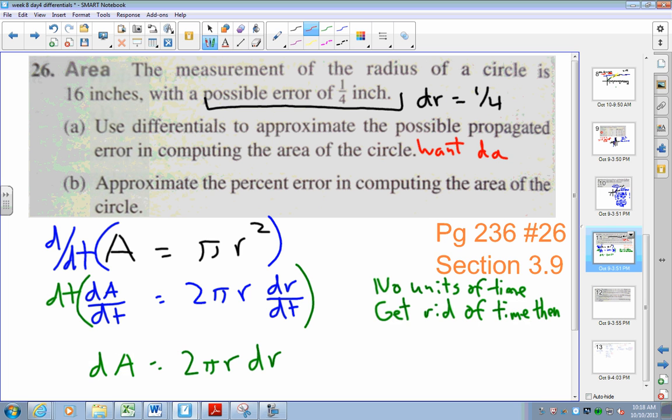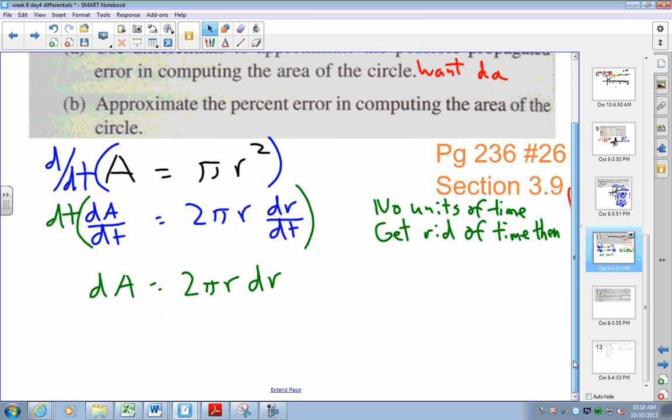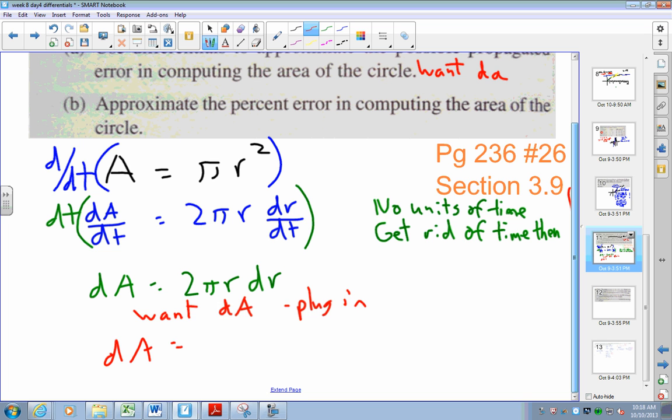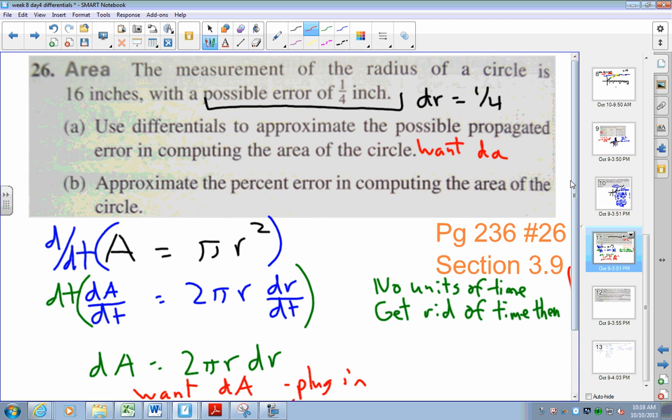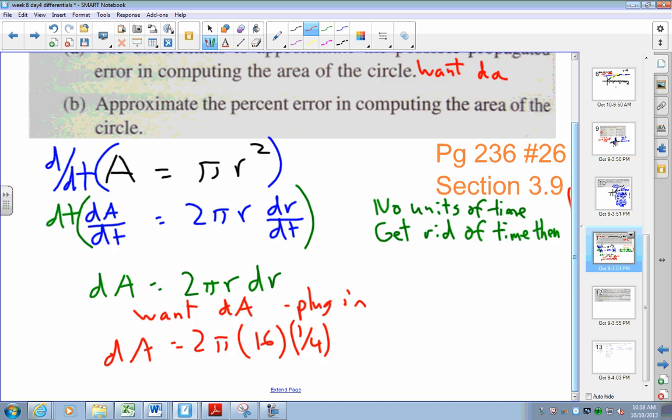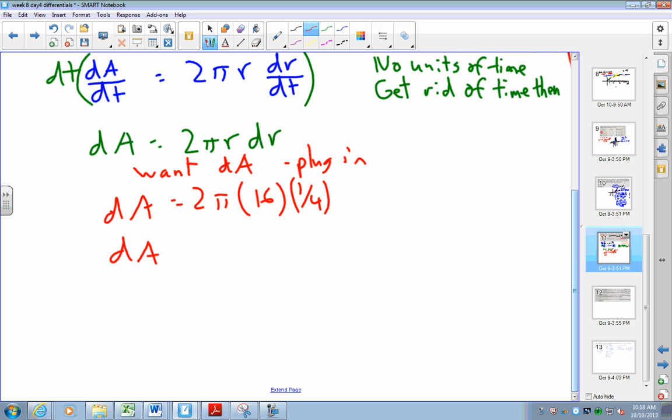So, if I want dA, go plug in. Here we go. dA equals 2 pi r dr. I at least know dr is 1/4. Did it tell me who my r was? 16? And right there is r equals 16. So dA is plus or minus 8 pi.